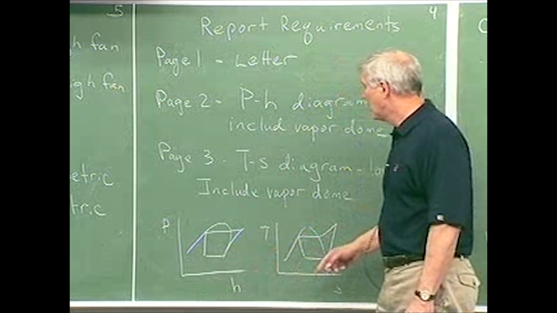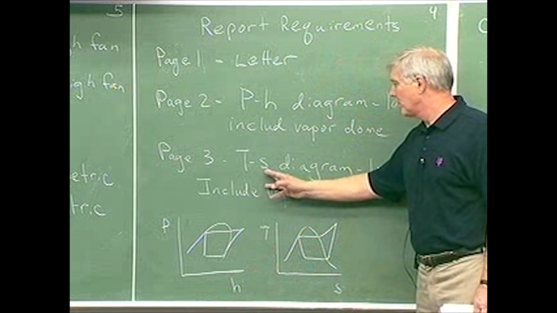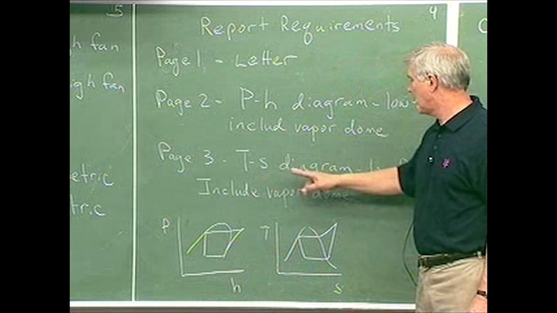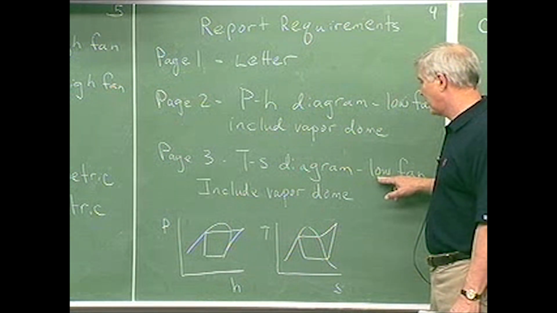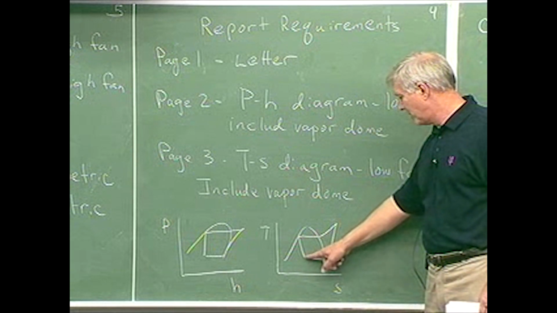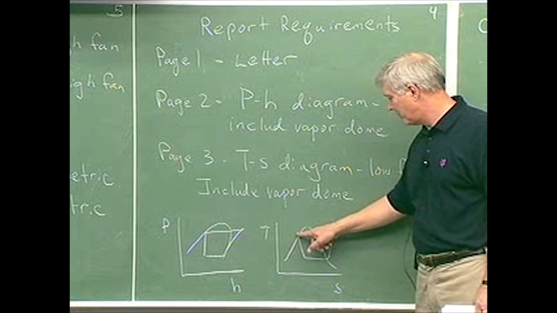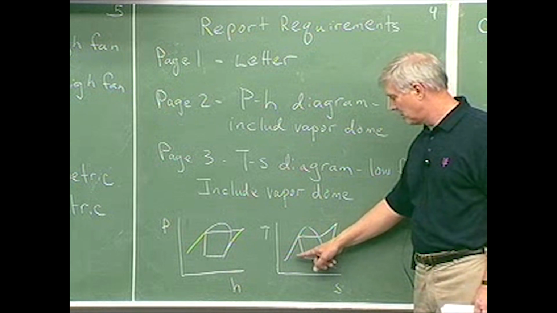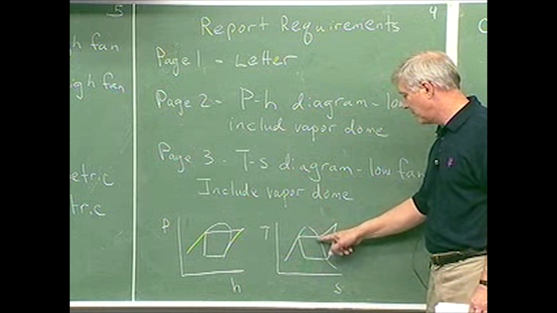Okay, so this line here is not something that you get from lab, it's something you get from the CAT2 software. Page 3, you're going to create a TS diagram for the low fan setting. So your data will look something like this line. You'll have this line, this line, this, and over here. I also want you to include some data so that you can construct the vapor dome.